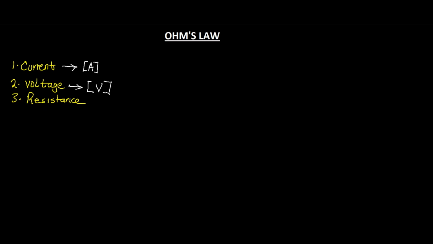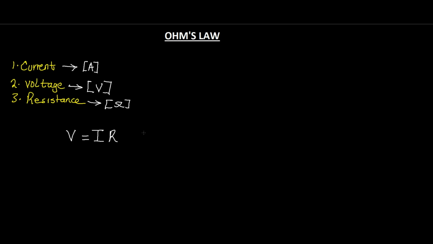Resistance, we said that it is the opposition to the flow of charges, and its SI unit is ohms. So ohms is written like that, the Greek letter omega. Now, what is the relationship between these three? The mathematical relationship between these three is known as Ohm's law, whereby we say that voltage is equal to current multiplied by the resistance.